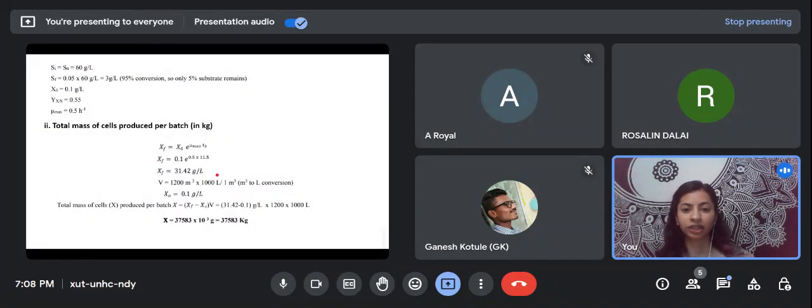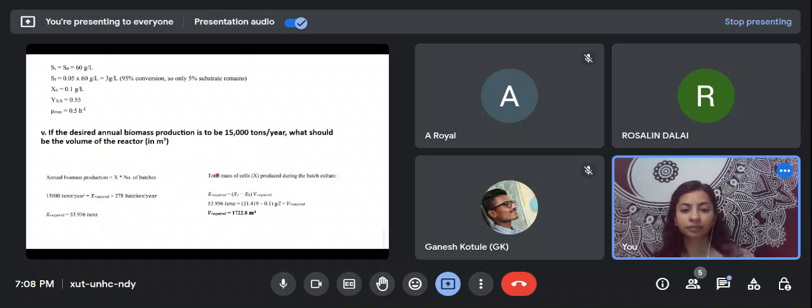You had figured out the final amount here, 31.42. So you know the initial amount, 0.1 grams per liter that you had put, and the final amount, 31.419, and what you have to find now is the volume required. Once you calculate this, you will get the volume required directly, and it is 1722.8 meters cube.